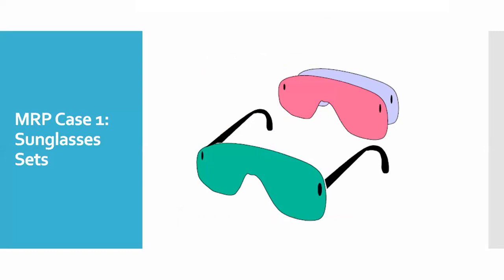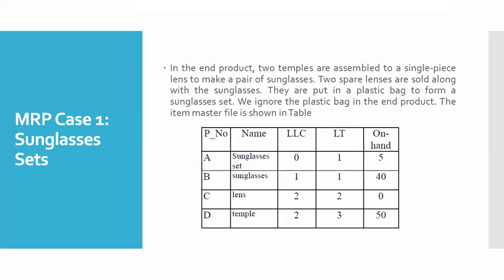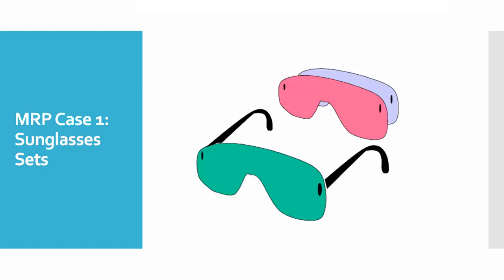First case study, sunglasses sets. You can see on the screen, suppose we have sunglasses of different colors here. Now how can you apply MRP for making the sunglasses? So this is case one. In the end product, two temples are assembled to a single piece. Temple means these two points here, which are placed on both ends.